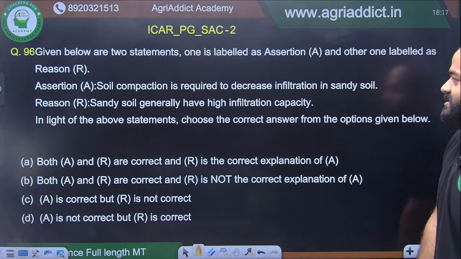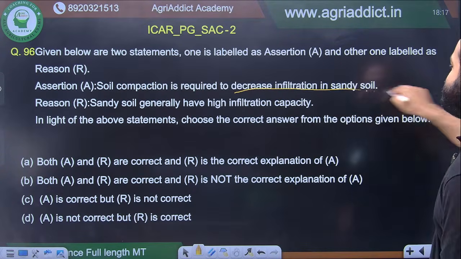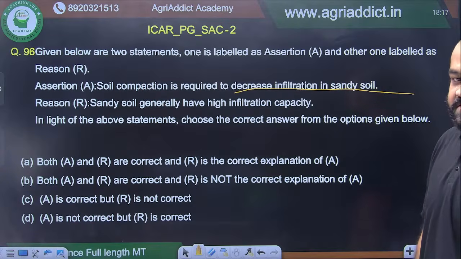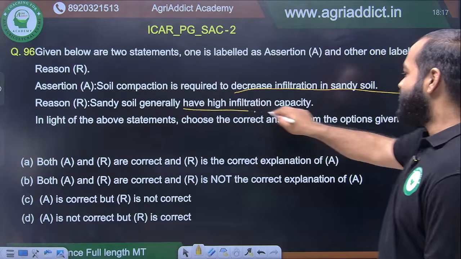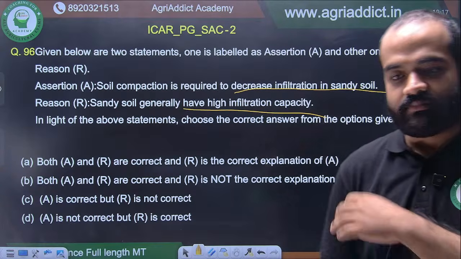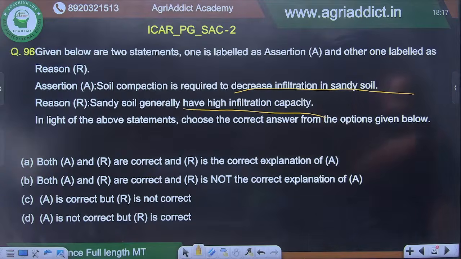Soil compaction is required to decrease infiltration in sandy soil. That's a very easy statement. Sandy soil generally has high infiltration capacity. We will answer this in just 10 seconds and move ahead, because a lot of time went on the previous question. Yes, yes, yes. Of course, all of you are correct. There is nothing to understand here. This is definitely option A.